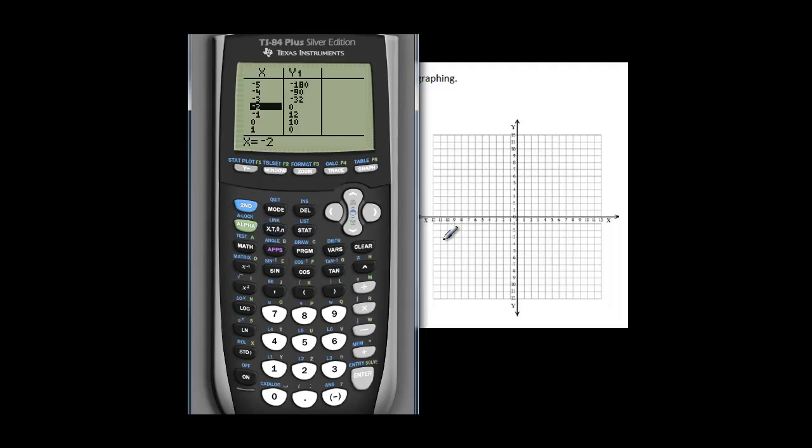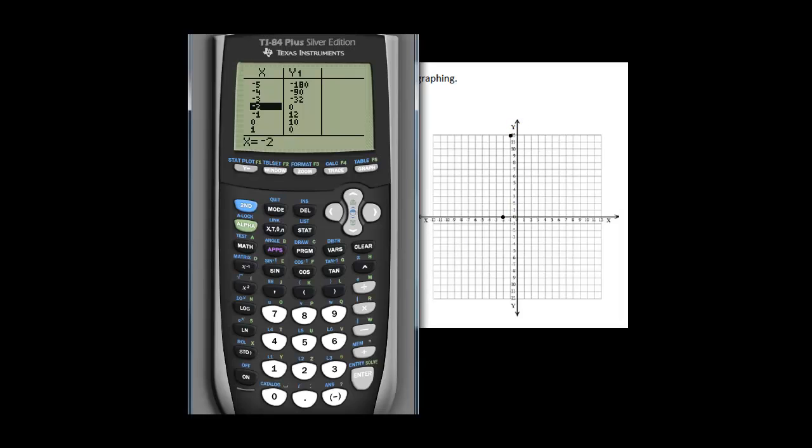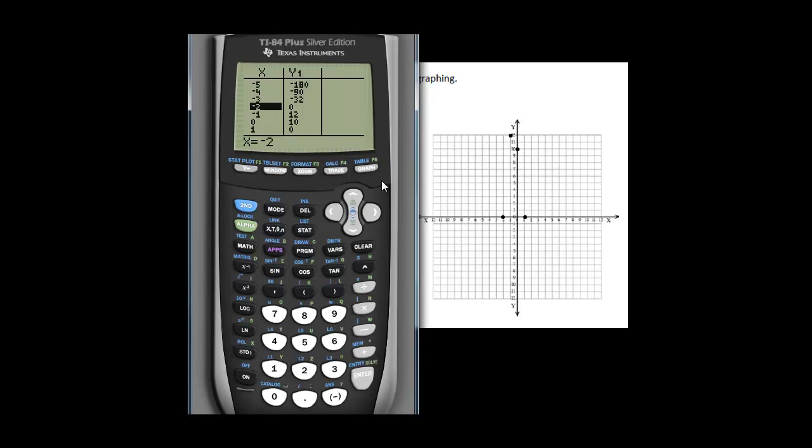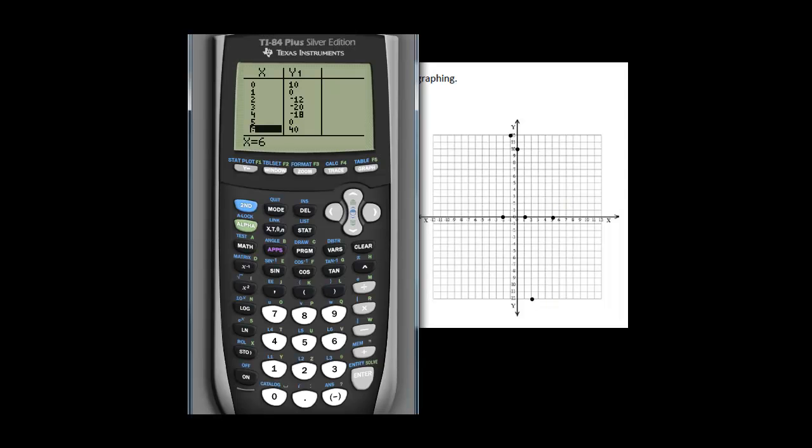Let's just move this over here. So negative 2, 0. And I'm going to plot negative 1, 12. So negative 2, 0, negative 1, 12. 0, 10, and 1, 0. We have 2, negative 12, and 5, 0. And the rest are off of the graph.